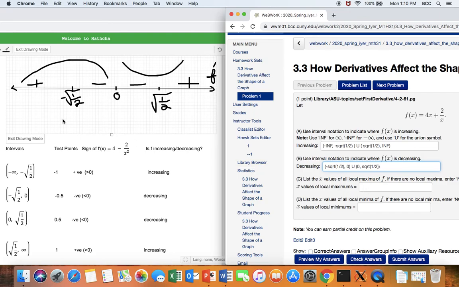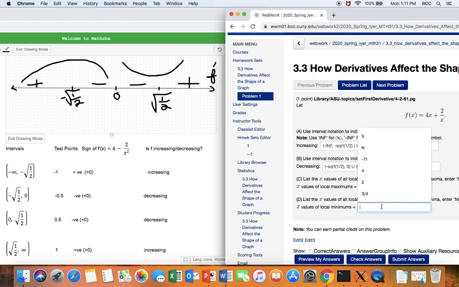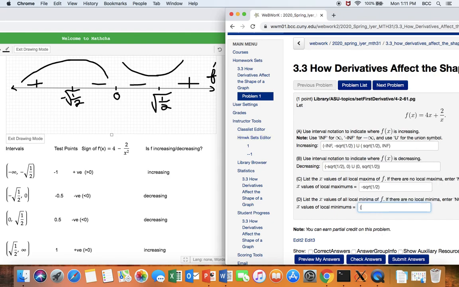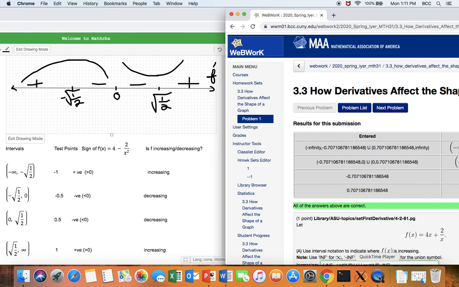Local maximum. I get a local maximum here, negative square root 1 over 2. And I get a minimum here, positive square root 1 over 2. Okay. All right, guys. Until next.